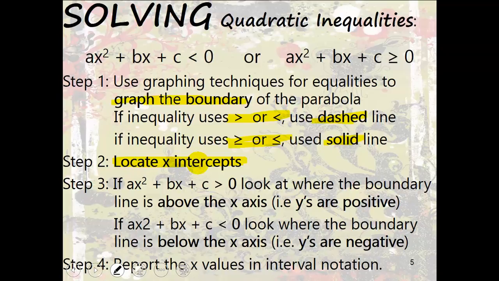If the quadratic inequality is greater than or equal to 0, we're looking for where the graph is above the x-axis. Another way of saying that is we're looking for where the y's are positive. If the quadratic inequality is less than or less than or equal to 0, we're looking for where the boundary line is below the x-axis, or where the y's are negative. And then we're going to report the x values in interval notation.